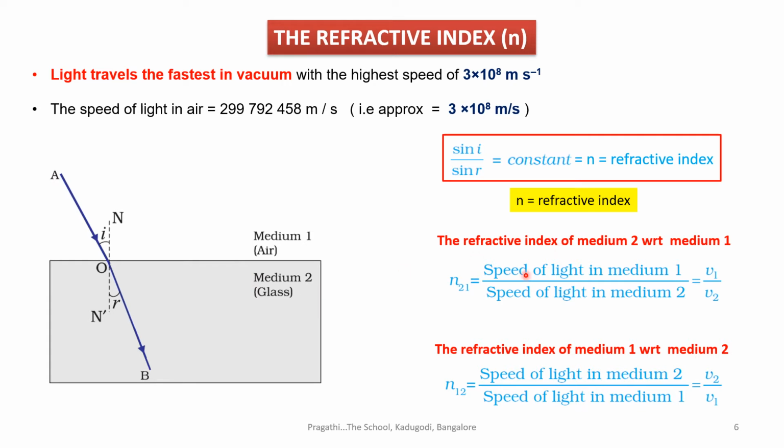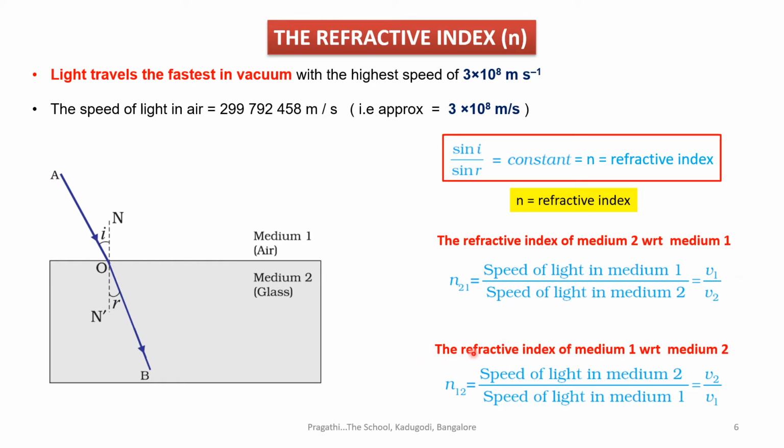Speed is nothing but velocity, so we can write it as v1, the speed of light in medium 1, and the velocity of light in medium 2 is v2. So n21 is equal to v1 by v2. You should remember, in n21, 2 is coming first, but here 1 is coming first, v1 should come first in the numerator. Remember, it is opposite. So n21 is equal to v1 by v2.